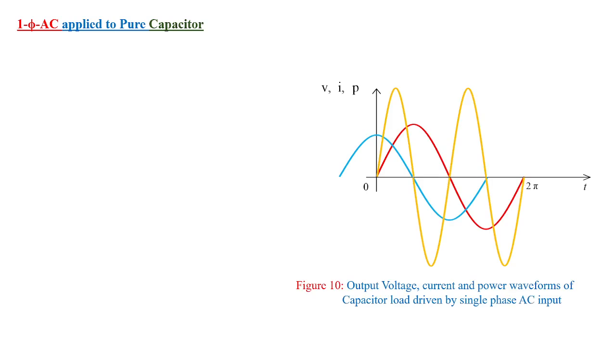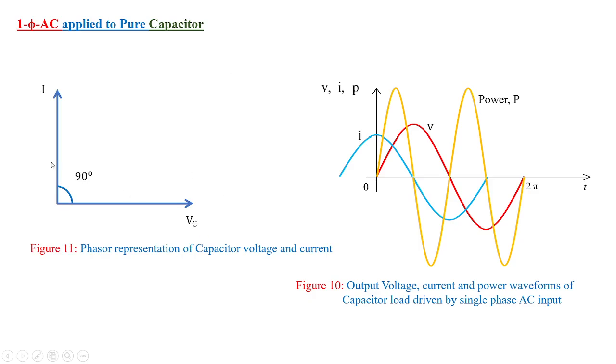Once we are done with the voltage and current calculations, we can easily obtain the value of average power, which starts from 0 and ends at 2 pi, and it is a cycle which is repeated. So you can see the current waveform, voltage waveform, and the power waveform, and this is the phasor representation of the capacitor voltage. So what is the conclusion? Unlike the inductor, here the current leads voltage by 90 degrees.